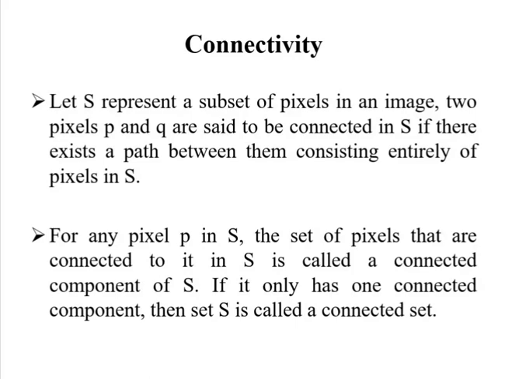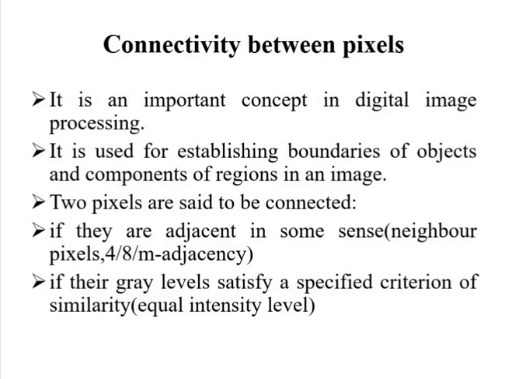There are three types of connectivity on the basis of adjacency. They are 4 connectivity, 8 connectivity and M connectivity. First one is 4 connectivity: 2 or more pixels are said to be 4 connected if they are 4 adjacent with each other. Next one is 8 connectivity: 2 or more pixels are said to be 8 connected if they are 8 adjacent with each other. The last one is M connectivity: 2 or more pixels are said to be M connected if they are M adjacent with each other.